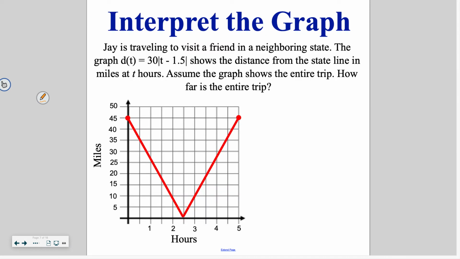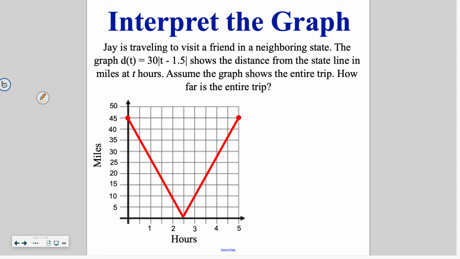Another thing we want to be able to do is interpret the meaning of these absolute value graphs. So in this particular example, Jay is traveling to visit a friend in a neighboring state. The graph for the equation, which is shown below, is the distance away from the state line in miles at t hours. Assume the graph shows the entire trip. How long is this entire trip? Or excuse me, how far is the entire trip?